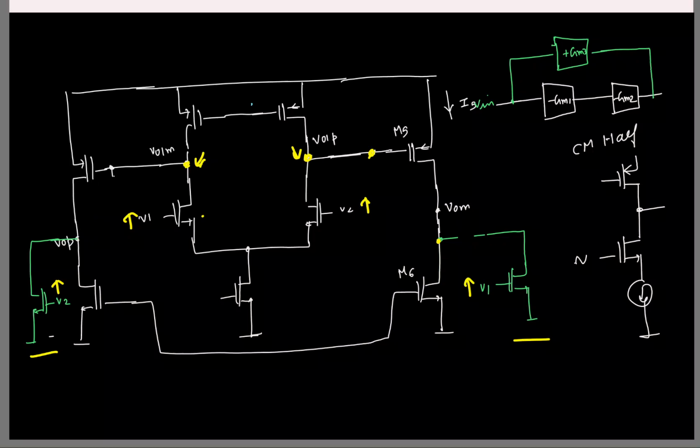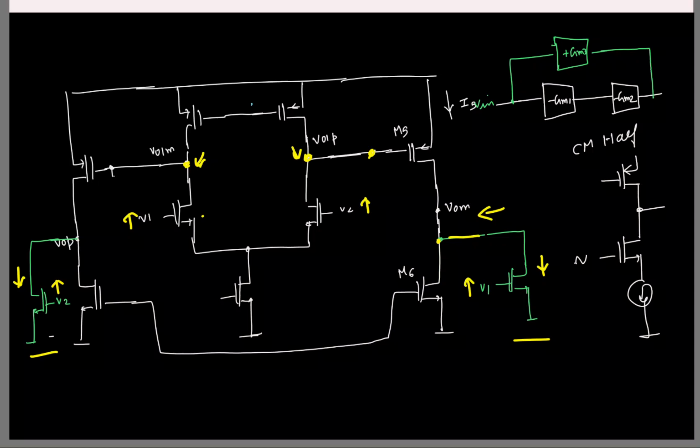So if V1 changes by some delta V, what can you say about the incremental current here? GM delta V, right? Because there is nothing fixing that current. Here also it's going to be GM delta V. So that current will flow into the output impedance here. Yeah, it will take away. It's minus GM delta V.